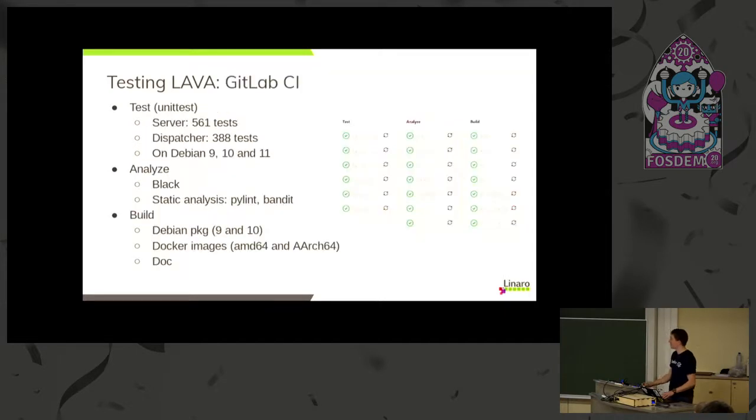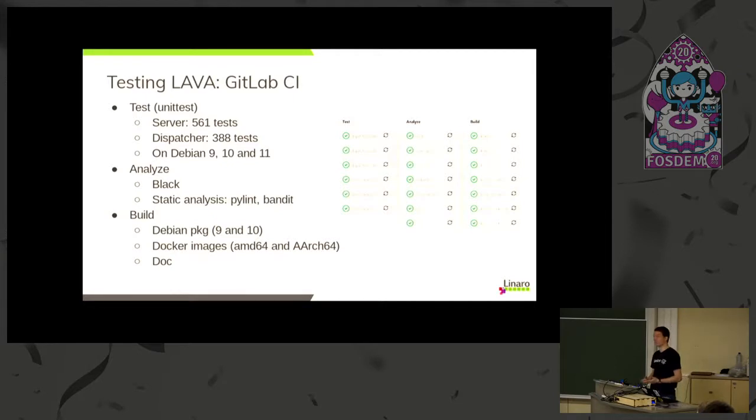So GitLab CI, it's a fairly simple GitLab CI pipeline. We do tests, so we do unit tests, both for the server and the dispatcher, because as I said, it's two different things to test. The dispatcher is responsible for hardware, so it does access to hardware, whereas the server is just a classical Django application. We do test on Debian 9, 10, and 11.